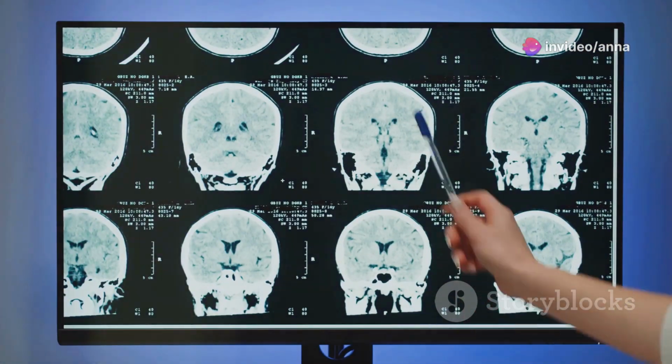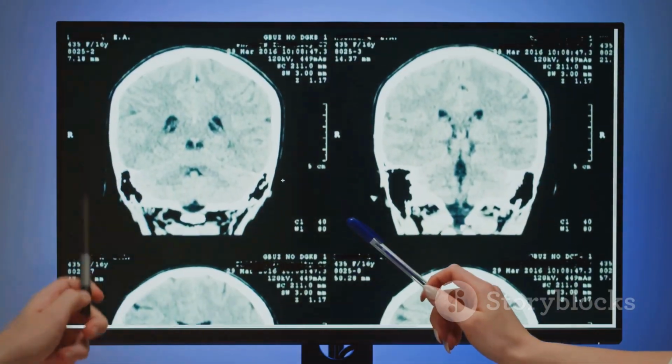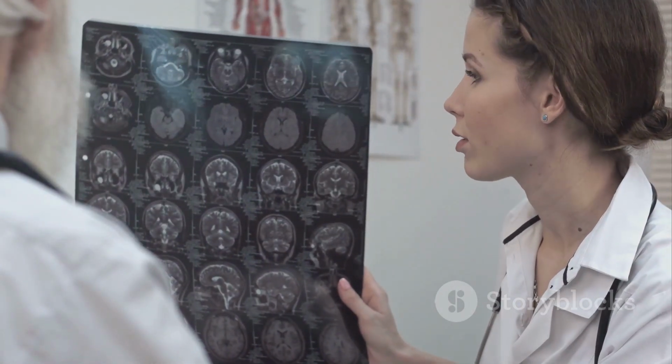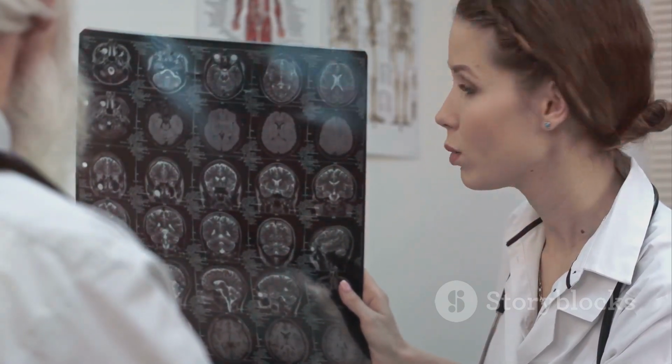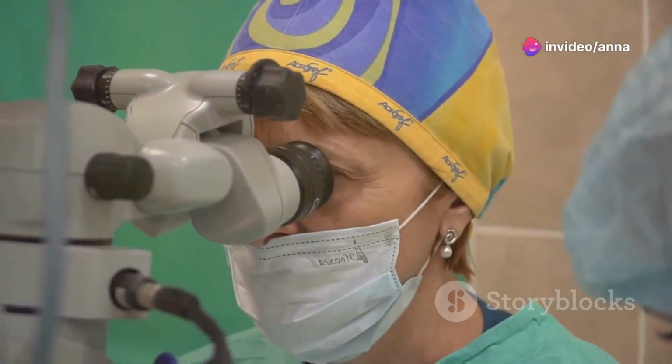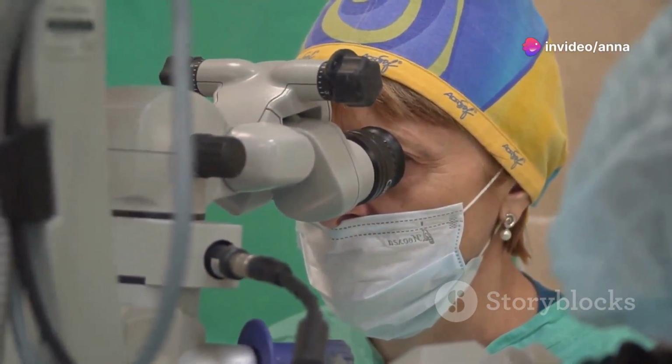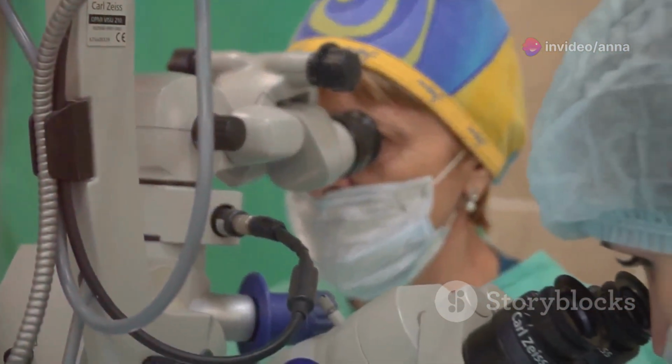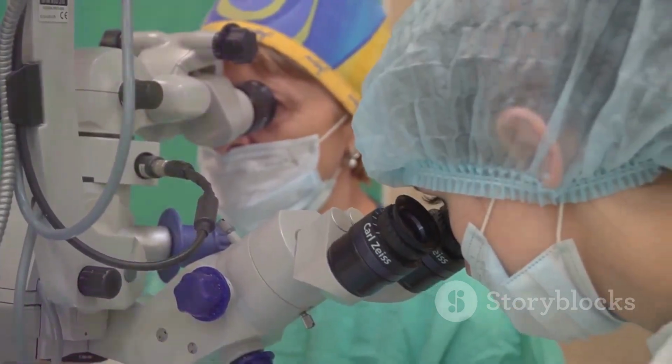Infections. The sinus can be a pathway for infections to spread to the brain. Tumors. Tumors in the region can compress the structures within the sinus, leading to various neurological symptoms. Understanding the structure and function of the cavernous sinus is essential for medical professionals, especially neurosurgeons and ophthalmologists.